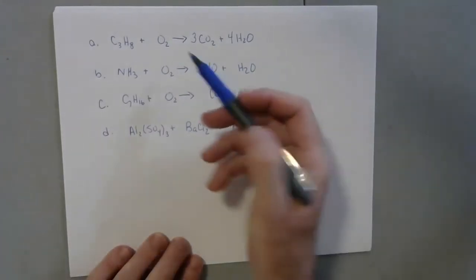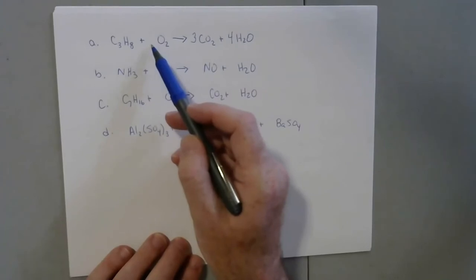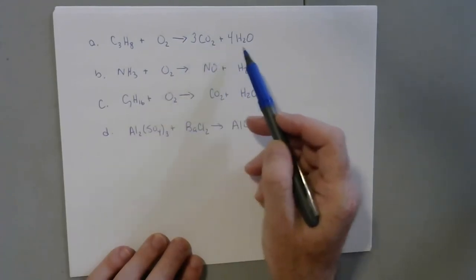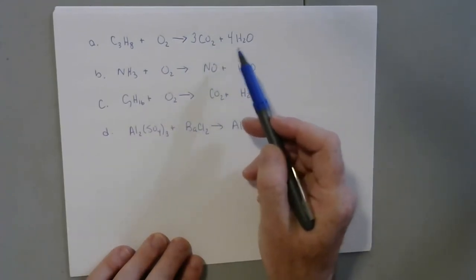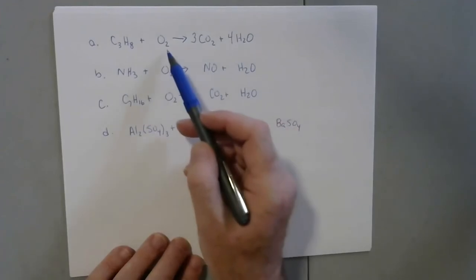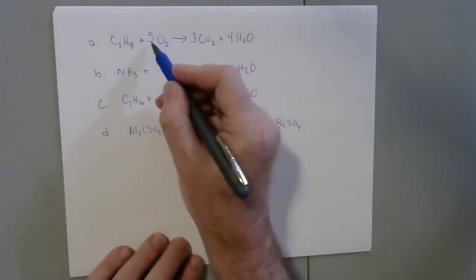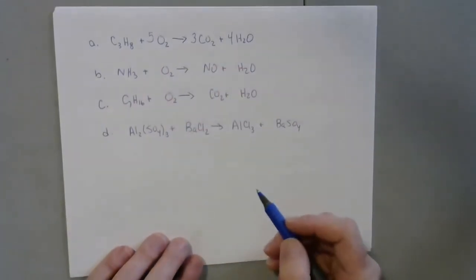Now let's consider what coefficient I need to put there, because now I can put a coefficient there and not change anything else. So we got 3 times 2 is 6. 4 times 1 is 4. So 6 plus 4 is 10. That oxygen's in 2s. So if we put a 5 there, 5 times 2 is 10. And that reaction would be balanced.